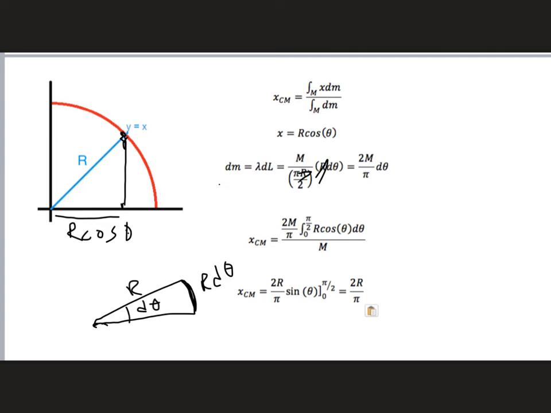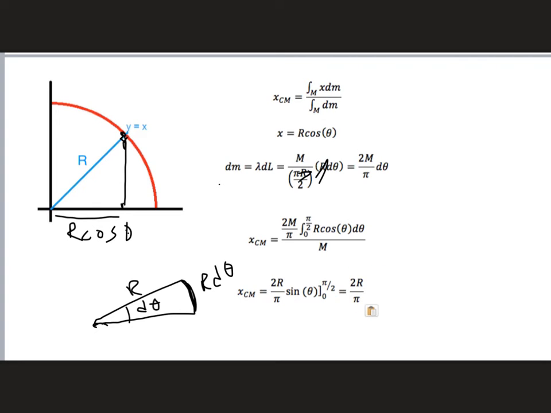And so if I plug that into my formula, I get the center of mass is 2m over pi. Those are all constants, so they pull out of the integral. Now, hopefully it's obvious that my limits of integration are going to be from theta equal to 0 to theta equal to pi over 2. And so I do that integral, and it's pretty straightforward, and you end up with 2r over pi.